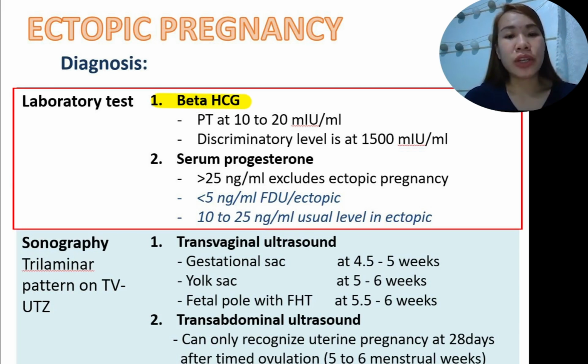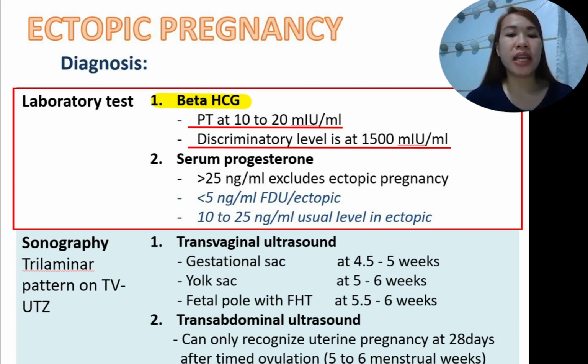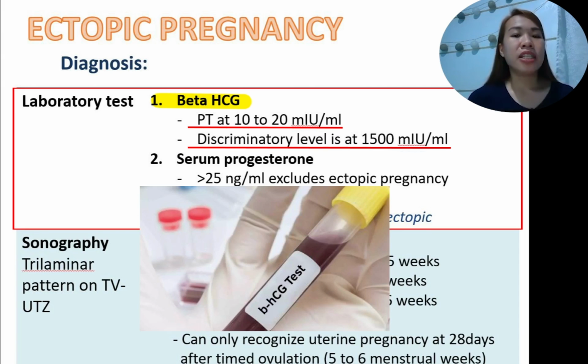In our past lecture, if you remember, the HCG is also the hormone that we test in pregnancy test kits. If you have already seen the pregnancy test kits with 2 lines, it means your human chorionic gonadotropin hormone is high, or your HCG level is high. Now, if the PT is at 10 to 20 milli-international units per ml, the discriminatory level is at 1,500 milli-international units per ml for you to be able to say that it is an ectopic pregnancy. So you will have to perform a serum beta HCG, meaning the specimen that you will take from the mother is blood.